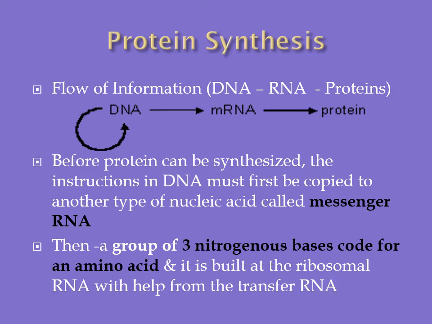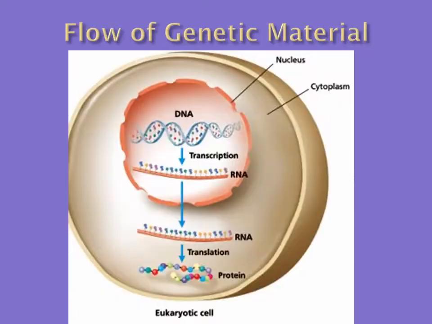So when we look at the flow of information here, we're going to be moving from our DNA molecule to a slightly different molecule called messenger RNA, mRNA. And then that messenger RNA is going to help us get some building blocks and actually make proteins. So that's the general overview of what we'll be talking about on the next couple slides.